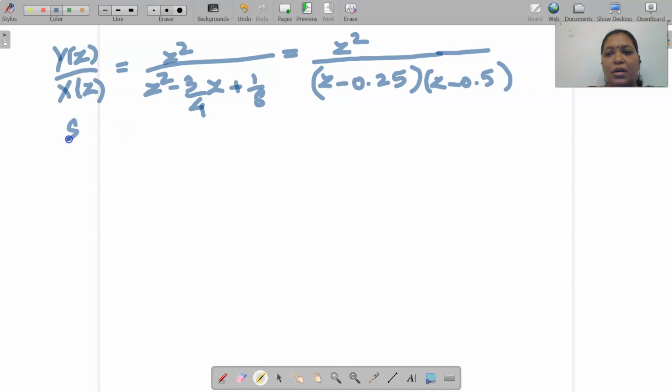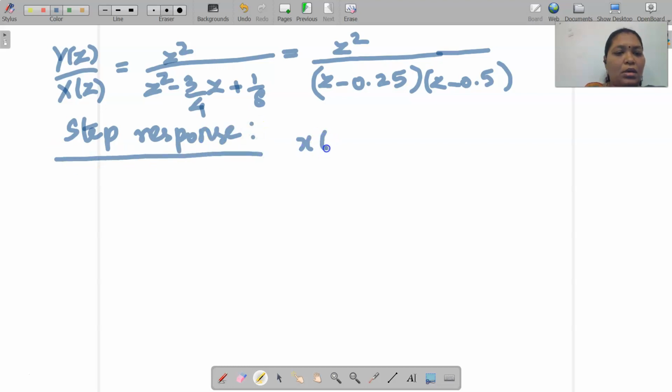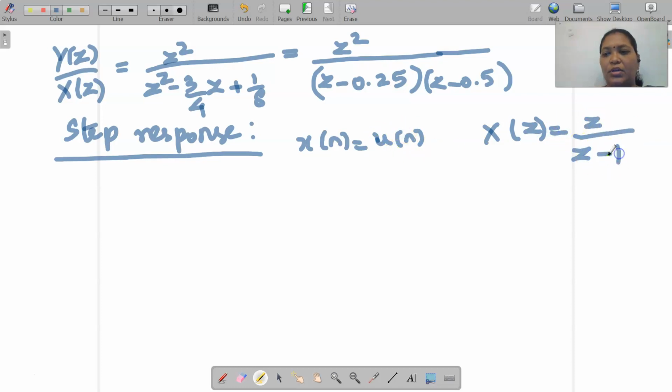So for your step response, your x of n is given by u of n, and x of z is given by applying the z transform, which will be z by z minus 1. Usually for Laplace it is 1 by s, so don't confuse with that. Here the z transform of u of n is z by z minus 1, so we have to substitute that.